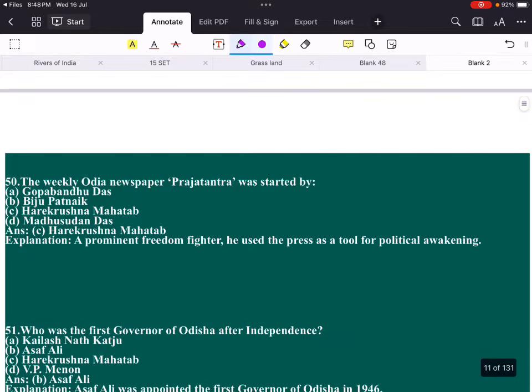The weekly Odia newspaper Prajatantra was started by Hare Krishna Mahatab. Option C is the correct answer. A prominent freedom fighter, he used the press as a tool for political awakening.